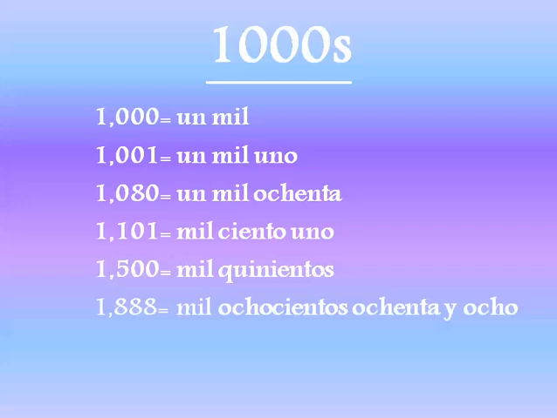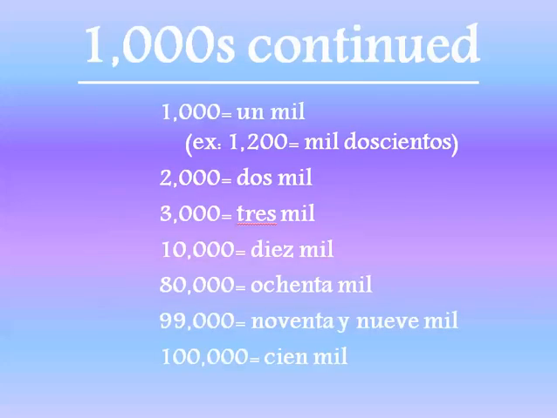Okay? Let's talk some more thousands. Once we get to like the 2,000s and 3,000s and so forth, it's very simple. So once we get to like 2,000, you just put dos in front of mil, dos mil. 3,000, tres mil. 10,000, diez mil. 80,000, ochenta mil. 90,000, noventa mil. 99,000, noventa y nueve mil. Even 100,000, you just say cien mil. It's very simple. So you're just putting a bunch of those numbers together, just like we would do in English.